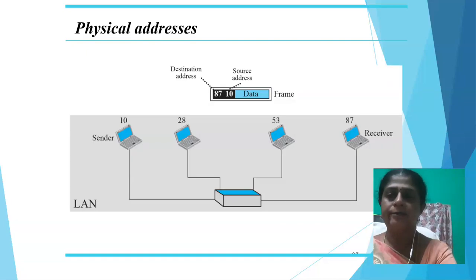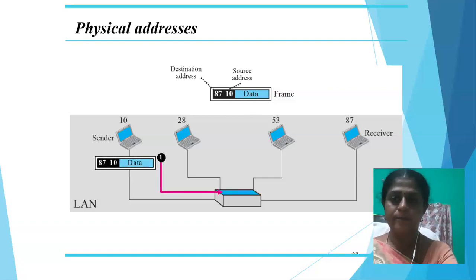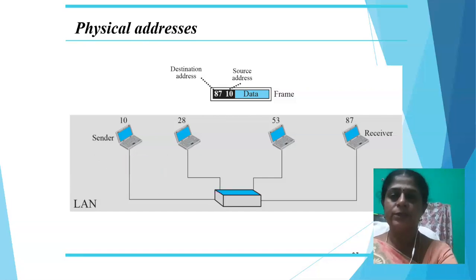This is your network, and now 10 wants to send something to 87. So 10 transmits the message to the arbiter or the router which is connected in the LAN, or your local network. And now this arbiter, this switch, will check with every node whether the destination matches the destination that is given by 10.